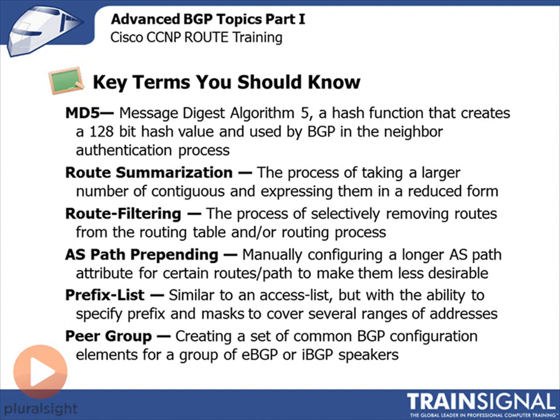Prefix list is similar to access list in terms of filtering, but with the ability to specify prefix and mask to be able to cover a number range of addresses. And then peer groups are a common set of configuration parameters for BGP for a group of eBGP or iBGP speakers.